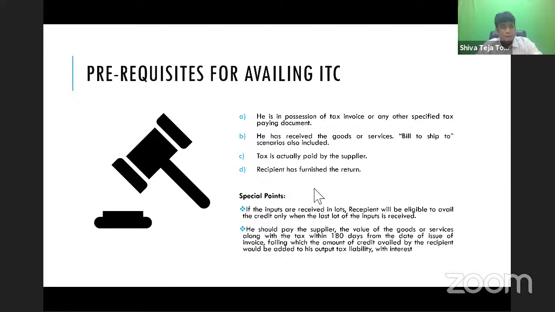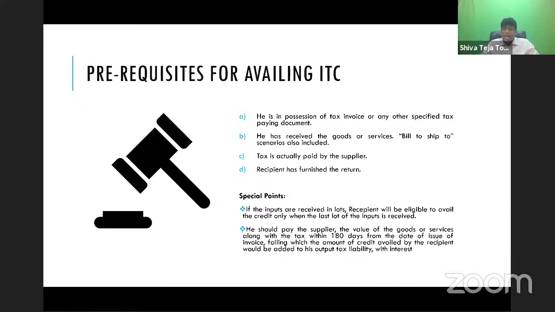Next. Special points. If the inputs are received in lots, that means 1,000 items coming in parts, 200, 300, 400, 500, one after the other, the recipient will be eligible to avail credit only when the last lot of input is received. This is an important point. And next point, very important, I already told you. He should pay the supplier the value of the goods or services along with the tax within 180 days from the date of issue of invoice, failing which the amount of credit availed by the recipient would be added to his output tax liability along with interest.